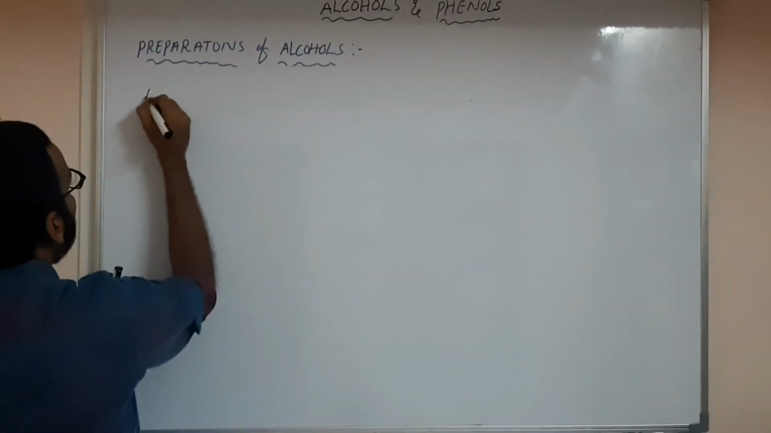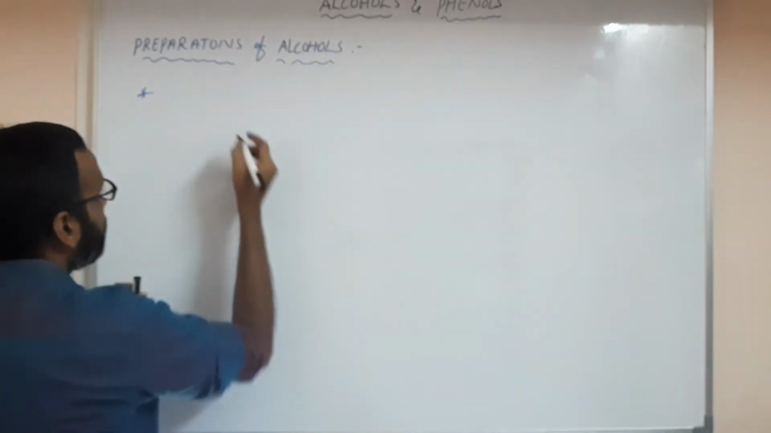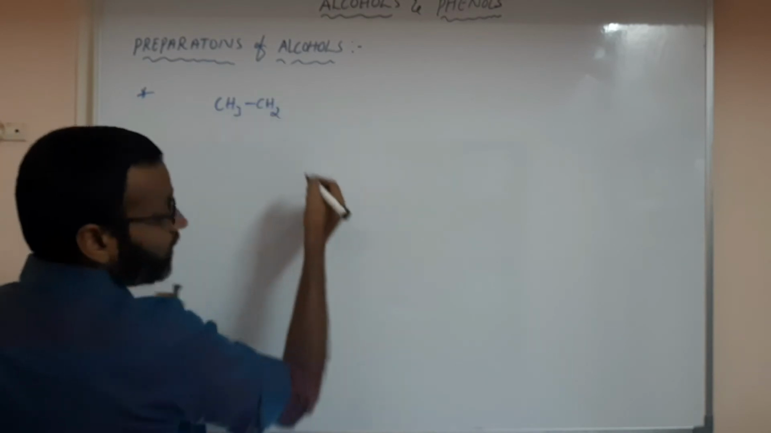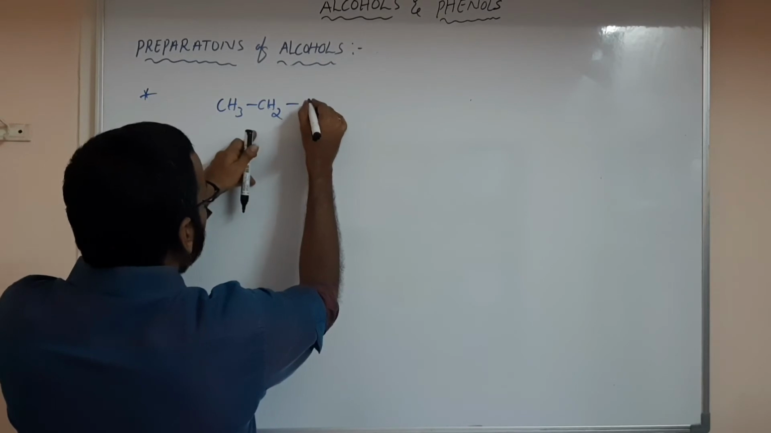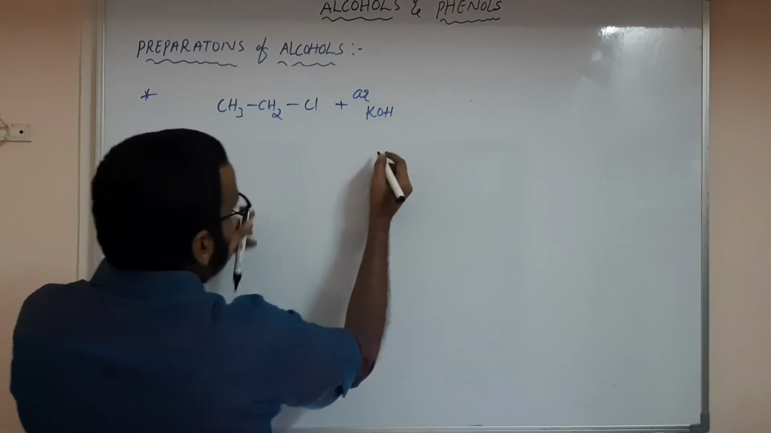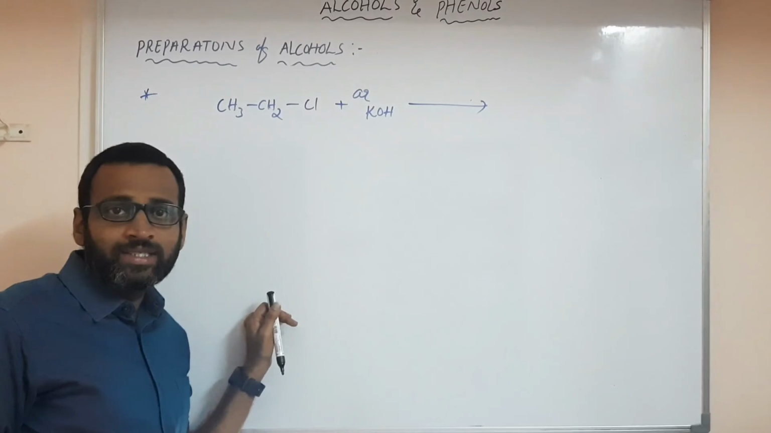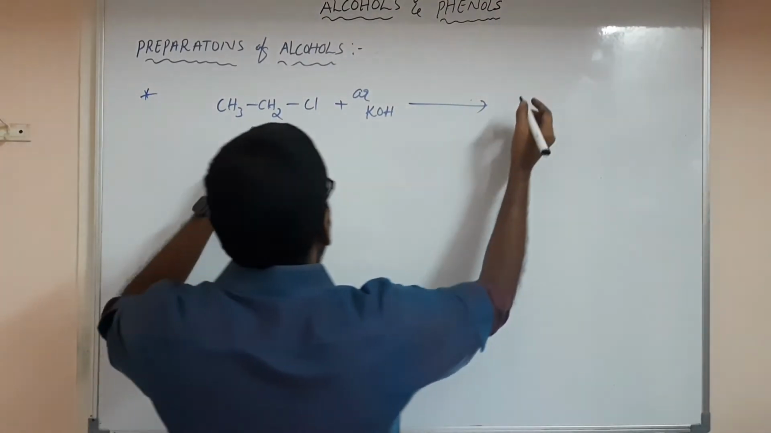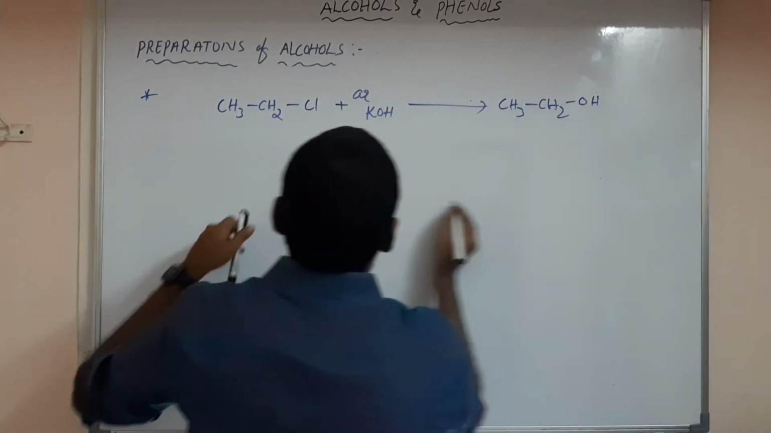So a few more preparations. Very simple. You have just reduction and substitution of all those. Suppose I am using CH3CH2Cl, which you know from haloalkanes and haloarenes also, when it reacts with aqueous KOH. Or else if you use moist Ag2O, with water, then you get alcohol. Then what you have here is CH3CH2OH. This you know already.